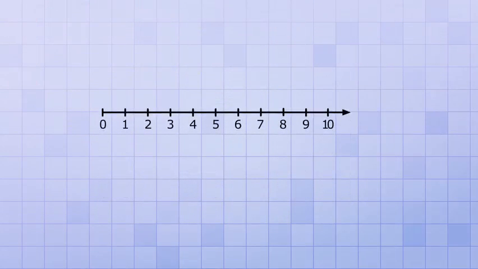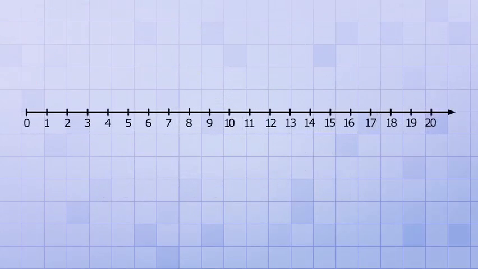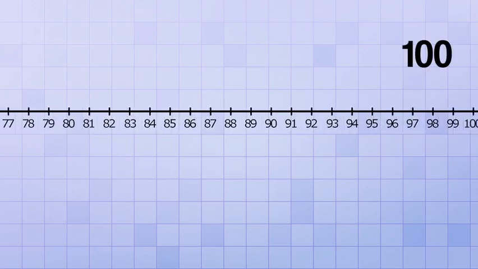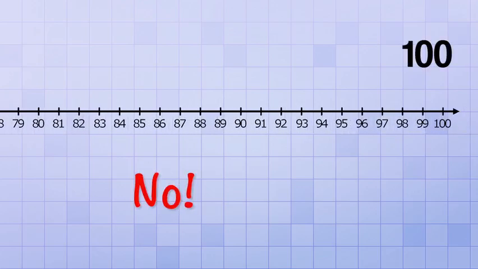For example, instead of a number line that stops at 10, maybe we need one that goes all the way to 20. That wouldn't be too hard to draw. But what if we needed to go all the way to 100? Would we need to draw a number line that shows all the numbers from 0 to 100? Fortunately, no. We actually have 2 different options that are much easier.